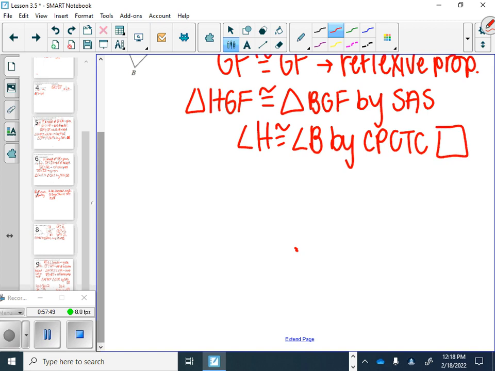And now I'm done with my proof, because I answered what I was looking for. Once you've shown that the triangles are congruent, you can say that all the parts are congruent to each other by CPCTC. So if you ever have a problem where it doesn't say prove that the triangles are congruent, but says show that an angle or a side is congruent, you've got to say CPCTC at the end. Otherwise you haven't fully answered the question.